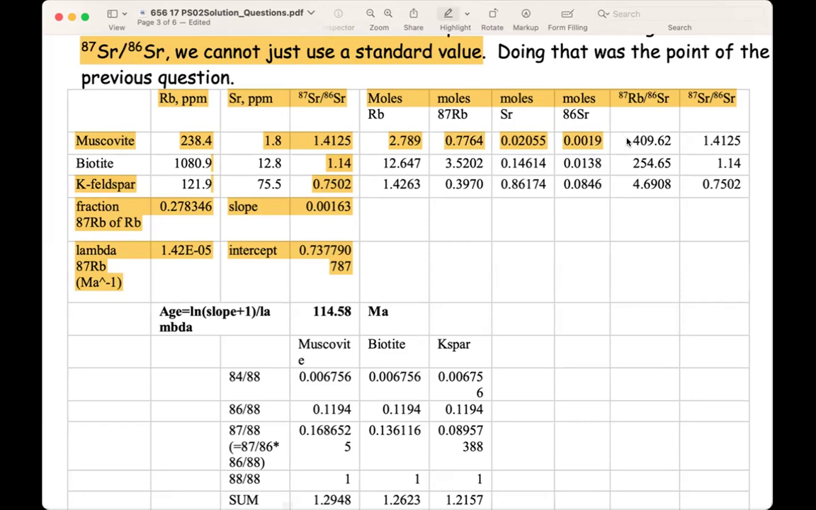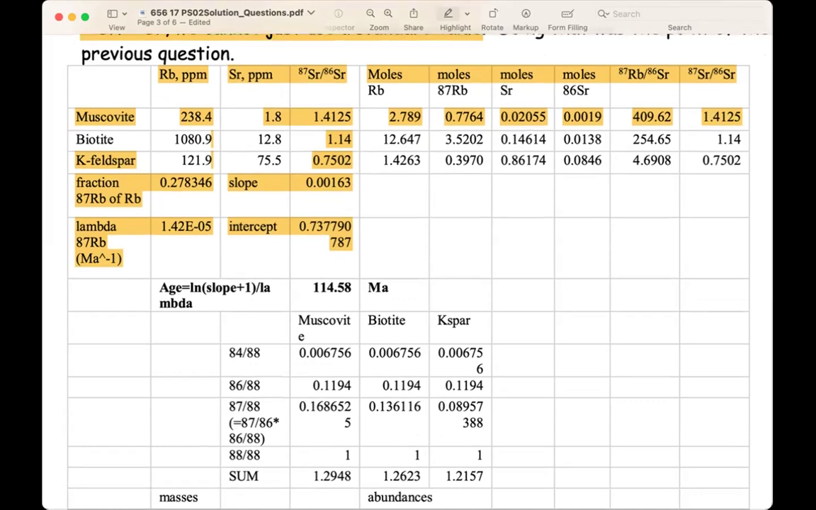Then simply you can calculate the ratio, 87 rubidium to 86 strontium, for muscovite, because this is for muscovite, right? And also you can find it out in a similar way. You need to have the 87 also, and then find out the amount there. Okay, right. And then for biotite you do the same. You get the moles and then multiply by the respective abundance.